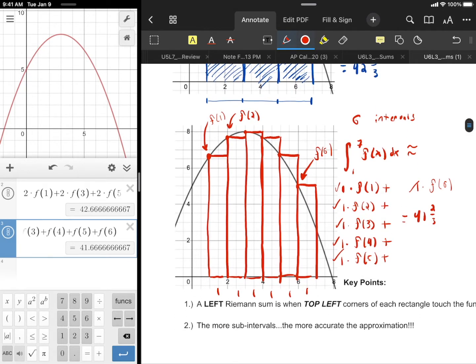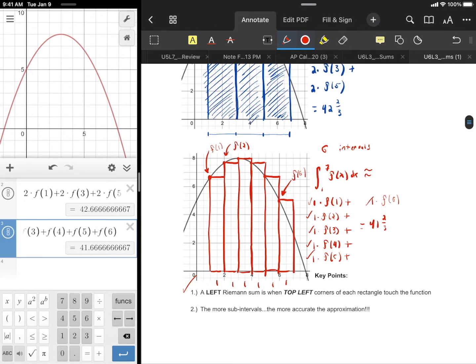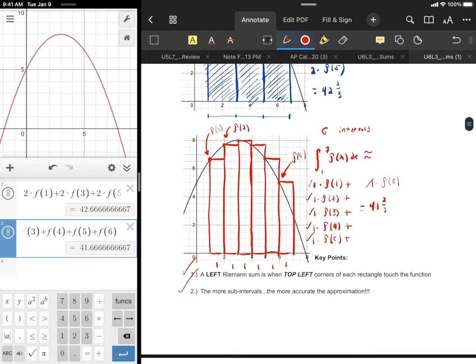So the key points from this part here are that a left Riemann sum is when the top left-hand corners of each rectangle touch the function. So that's the first key point. The second is that more or less, the more subintervals you have, the more accurate your approximation is. And as you can imagine, if you had closer and closer to infinitely many rectangles, it would look more and more like you had perfectly filled in the shape. And that's where the calculus is really going to come in here over the next couple of days.